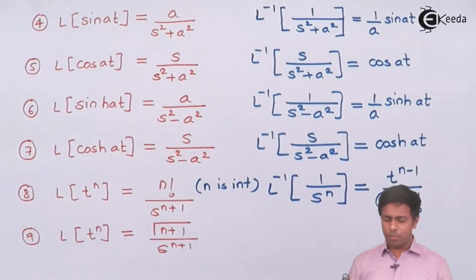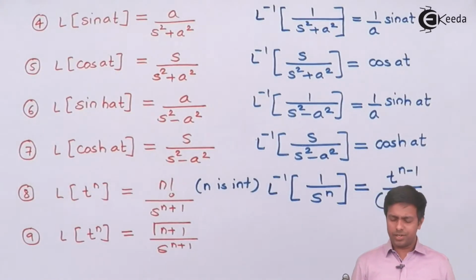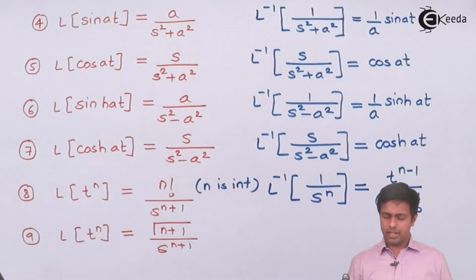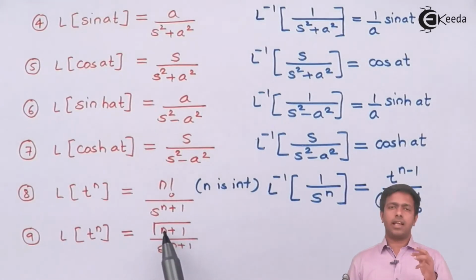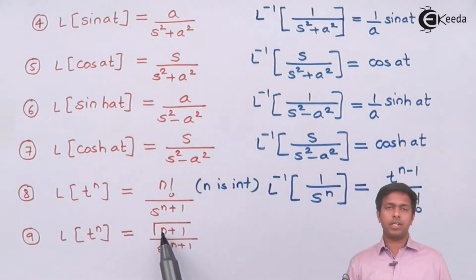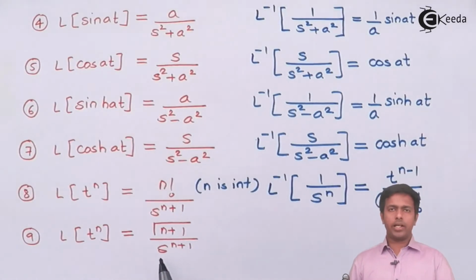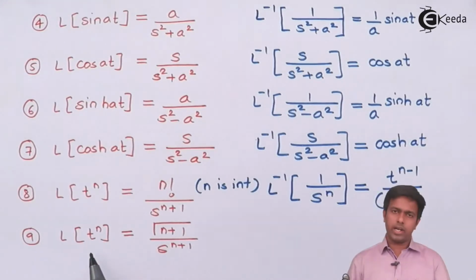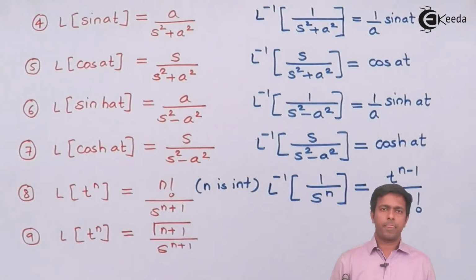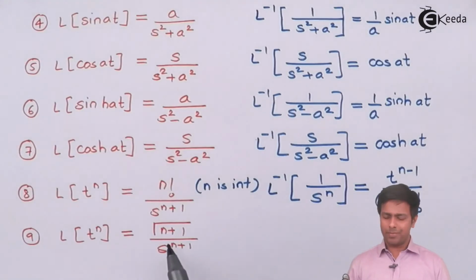Now guys, let's see formula number 9. Again observe certain terms. Here the power of t is n, whereas the number inside the gamma function is n plus 1, and the power of s is n plus 1. It means these two numbers are 1 greater than the power of t, or I would say the power of t is 1 less than these two numbers. Now I'm going to use the same relation over here.